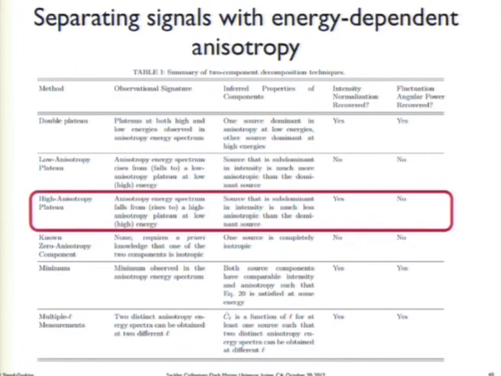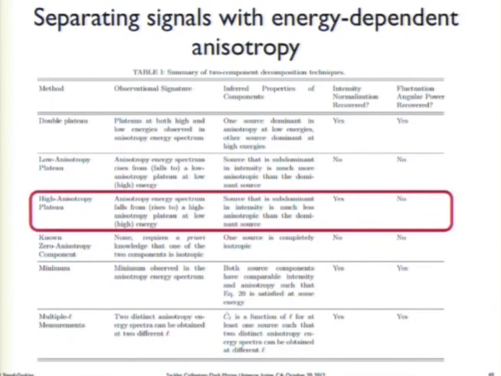I'm going to show you one example of this. So I've highlighted it here. This is for a high anisotropy plateau. And so the observational feature is that you observe an anisotropy energy spectrum that falls from a high anisotropy plateau starting at low energies. And what this tells you is that the source that is subdominant in the intensity is much less anisotropic than the dominant source. There's a bunch of negatives in there. It'll take a minute to process, but I'll show you the example.